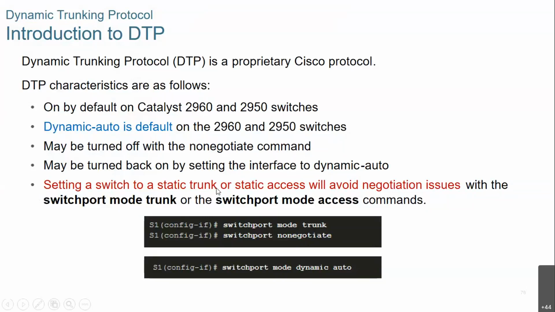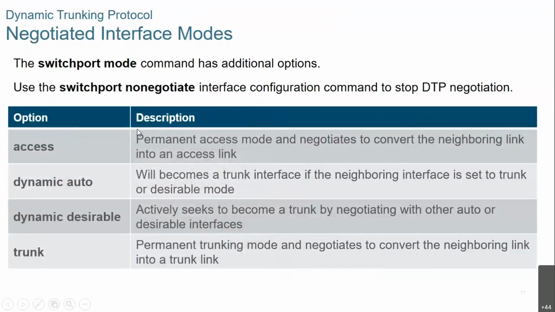Setting a switch to a static trunk or static access will avoid negotiation issues. So it is best for you to say either it is a trunk or it is an access, and we don't let the switch decide by negotiating. It has that capability, but it is best not to let it decide. But let's say we say, okay, fine. The switchport command has additional options. We saw just now switchport mode access, switchport mode trunk. We saw these two already.